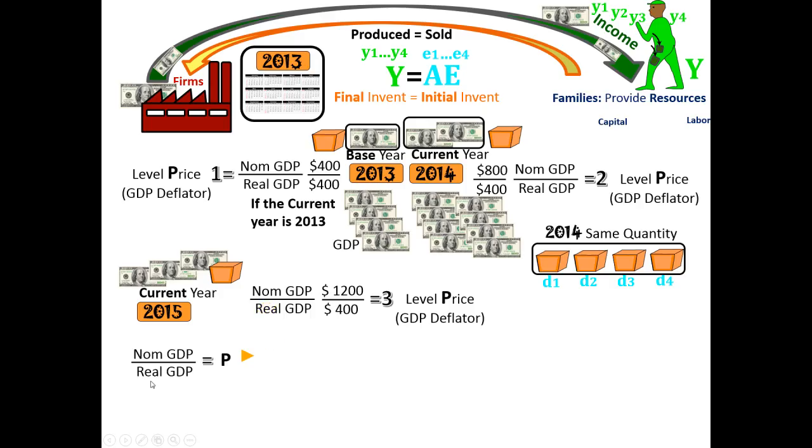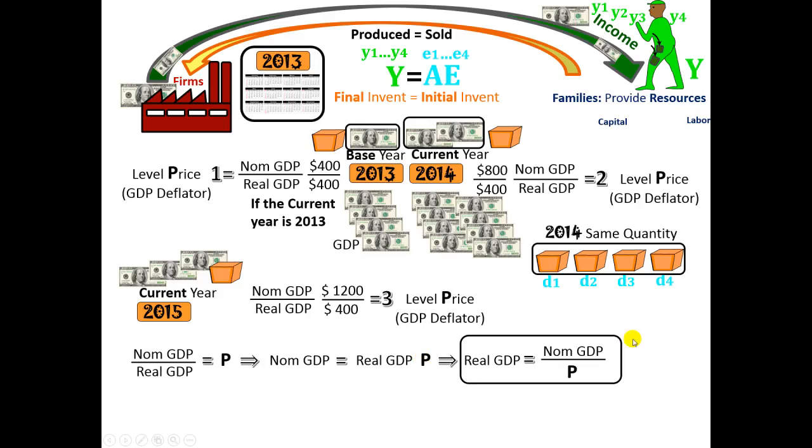So this is what we're going to write here. Price level P is nominal GDP divided by real GDP. So nominal GDP is real GDP times P. And also real GDP is nominal GDP divided by P. And this is the concept that we are going to use now.